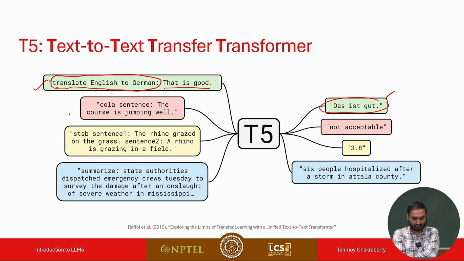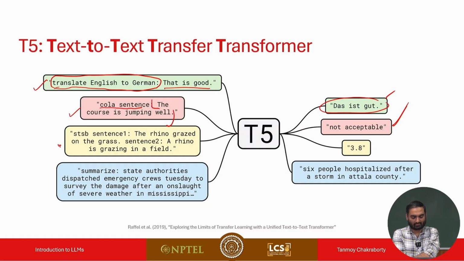Now, this is the second task, the COLA sentence. What is COLA? COLA is a task, the corpus of linguistic acceptability. So it basically checks whether an input sentence is linguistically acceptable or not. For example, "the course is jumping well." Is it an acceptable sentence? No. So your input is the task instruction and the sentence, and your output is acceptable or not acceptable.